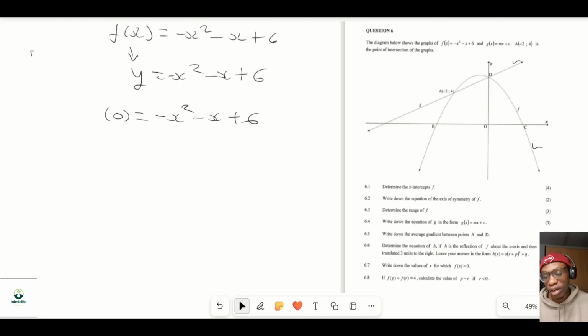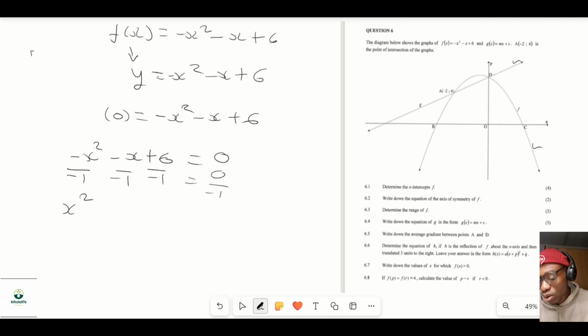How do we do that? We have negative x squared, negative x plus 6 is equal to 0. To change this, we have to divide everything by negative 1. That's grade 9, grade 8 maths. So it's going to be over negative 1, over negative 1, 6 over negative 1, over negative 1. We get x squared plus x minus 6 is equal to 0.